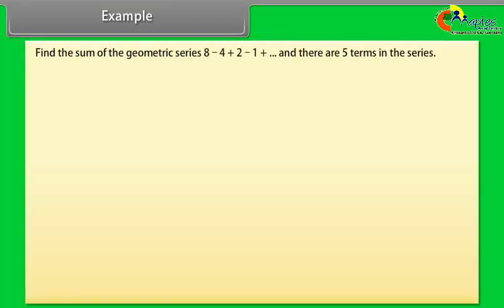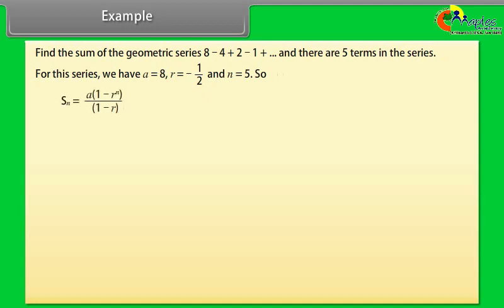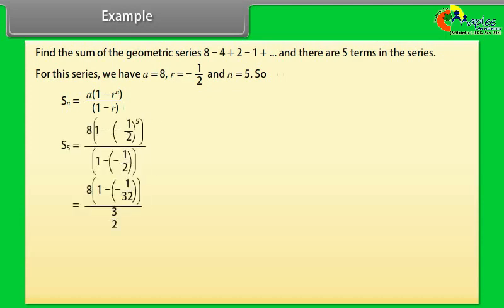Example: find the sum of the geometric series 8 minus 4 plus 2 minus 1 plus and so on, and there are 5 terms in the series. For this series, we have a is equal to 8, r is equal to minus 1 by 2 and n is equal to 5. So, Sn is equal to a into 1 minus r raised to the power n divided by 1 minus r. By substitution and calculation of the values, we get 11 by 2.